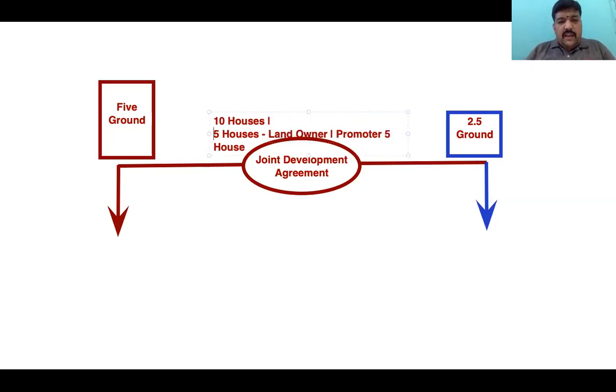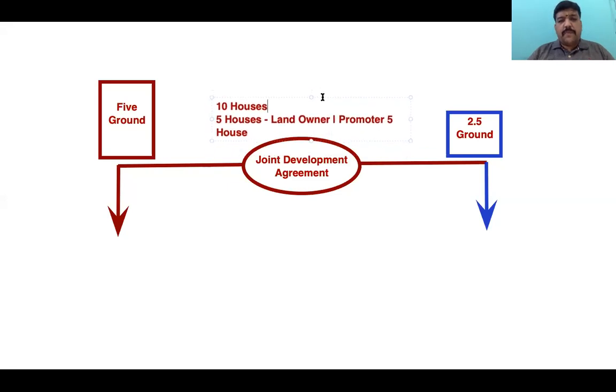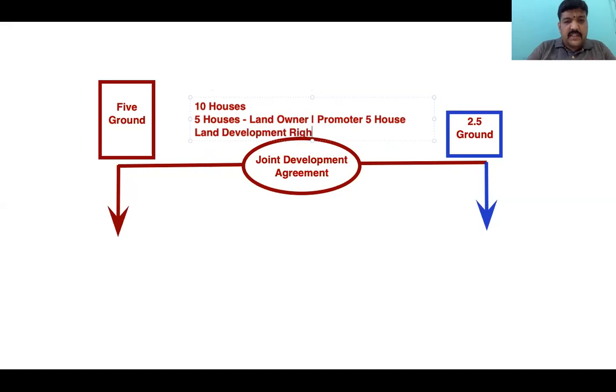Now, will the landowner get these 5 houses free of cost? No. The landowner gets the 5 houses after relinquishing his right in the land by way of land development right. So there is a land development right which he has in the land.